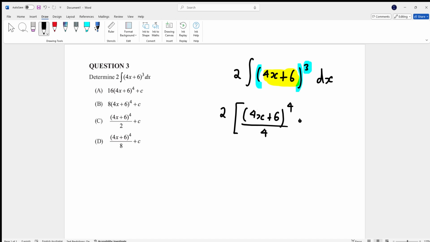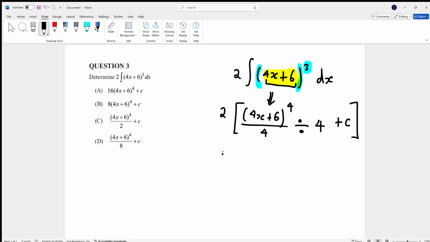Then you have to divide by the derivative of the yellow bit. So the derivative of 4x plus 6 is going to be 4. So you have to also divide by 4. Then you have to plus c. Now the reason why you're dividing by that 4 is because we need to account for that extra factor of 4 that would have been there if it was at the front, etc. Okay, and I'll show you that in a bit more detail shortly. But this will be the fast method here.